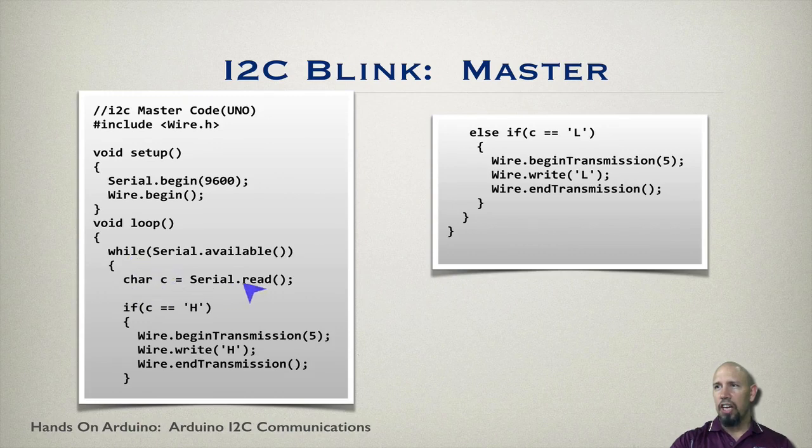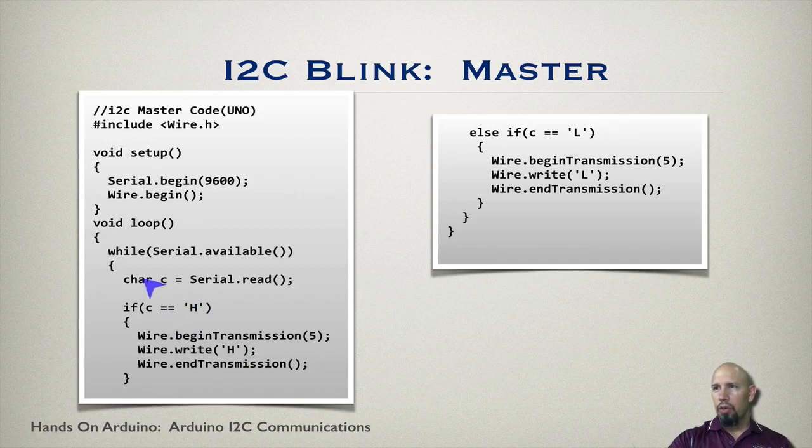Okay, so it's going to read a character. So if a character comes in on the serial monitor, okay, sorry about that, I was confusing there. If that character on the serial monitor is the capital letter H, then we're going to do the I2C communication. We're going to begin transmission to device 5, write the letter H, and then end transmission. So it's very simple. We're going to simply write one character, the letter H.